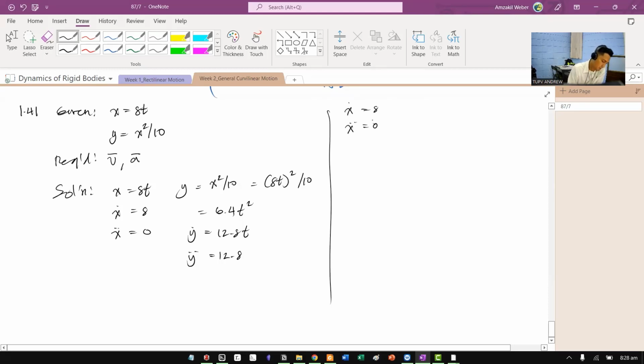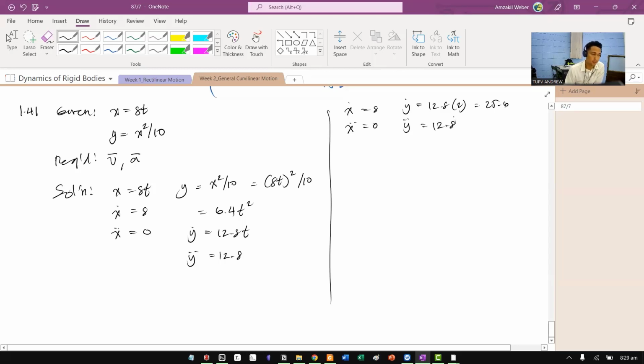Okay, so for y, the velocity is 12.8 times 2 seconds, which is 25.6. 25.6, right? Then for y, acceleration is 12.8.